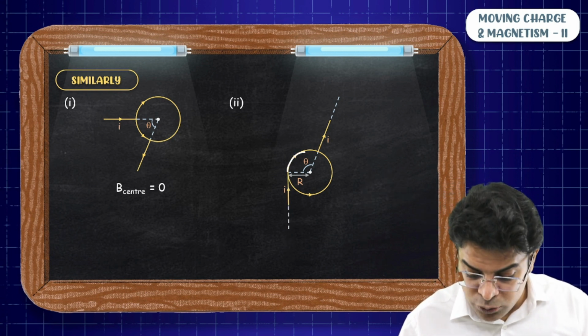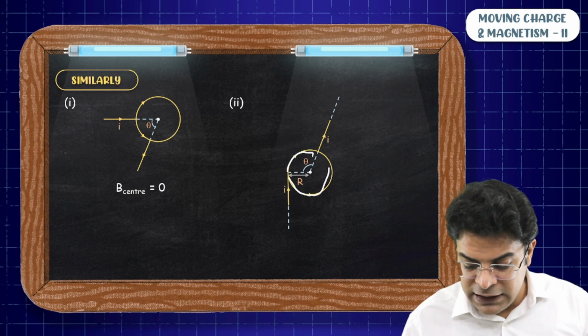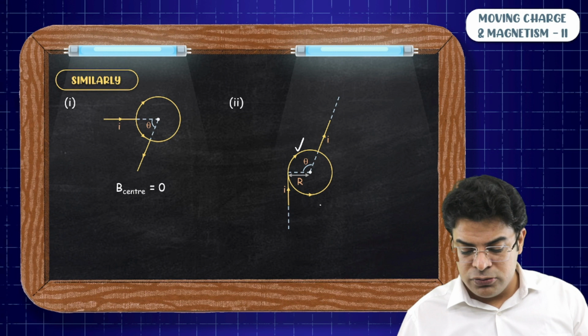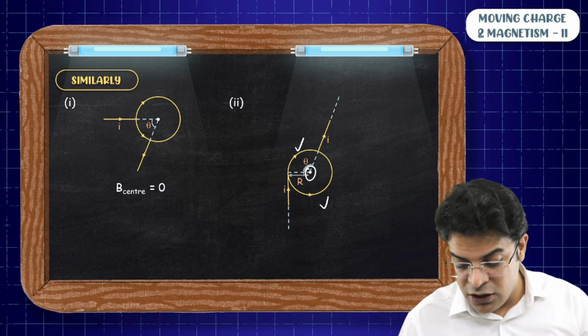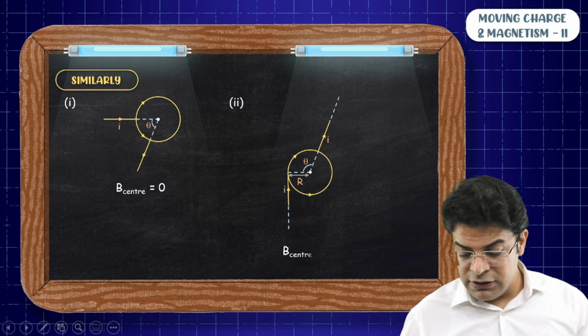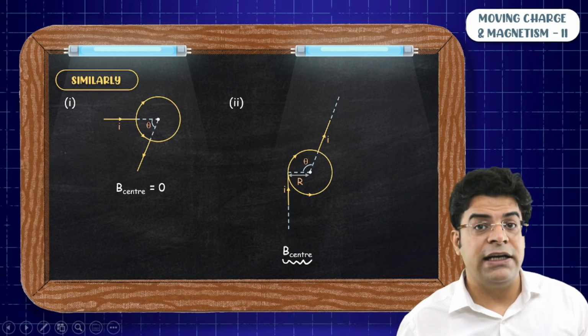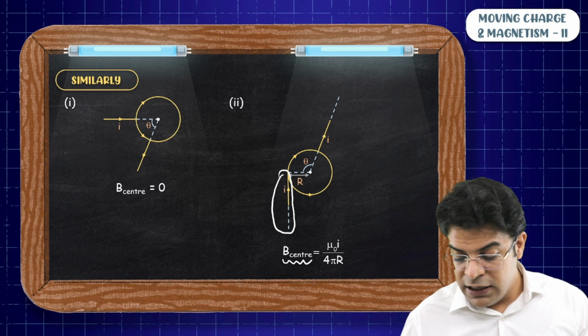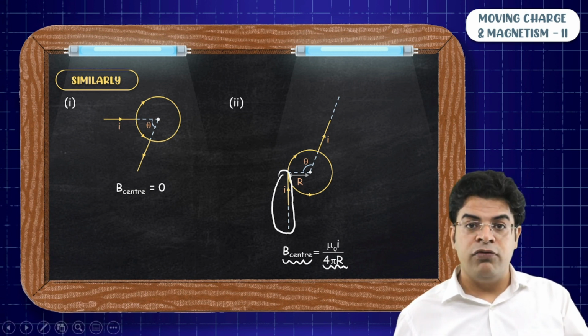As for these two parts, the current divides in the ratio inverse of their length, so the strength of field produced by both the parts will be the same and they cancel out each other's field. So you will say that the net magnetic field at center in this case is only due to this semi-infinitely long wire, and that is equal to mu naught I by 4 pi r.